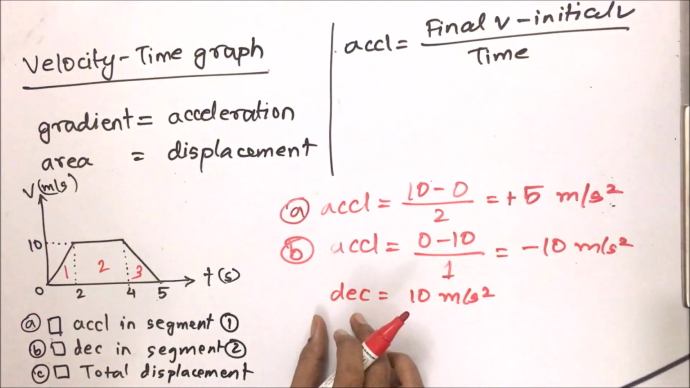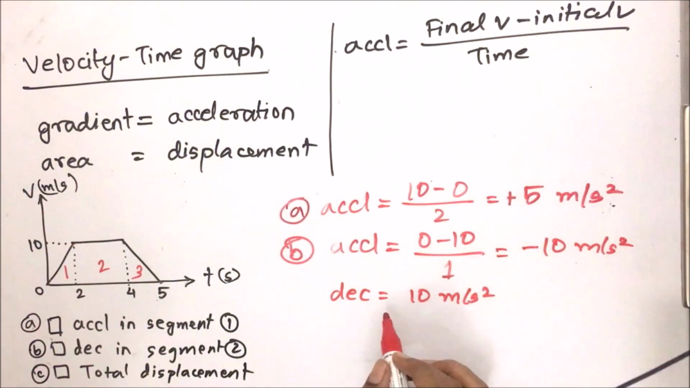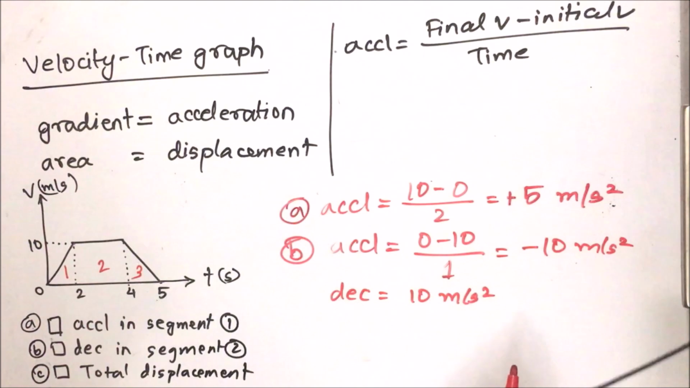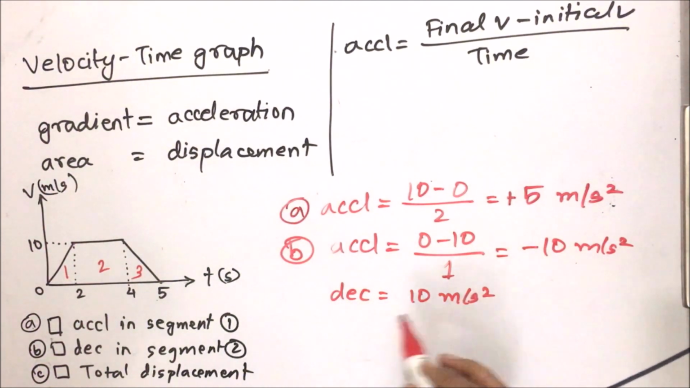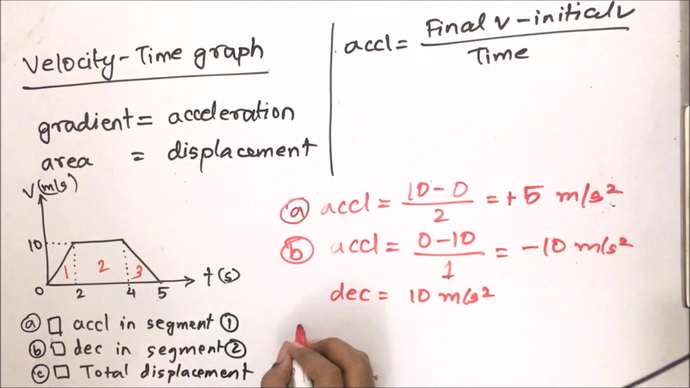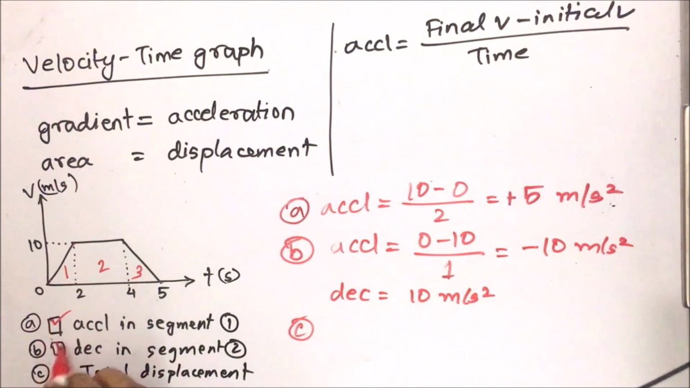When you say deceleration, you don't have to put the minus because deceleration already means that the velocity is decreasing. It has a negative vibe to it. So you don't have to put the minus sign when you say deceleration. Done with part A and B.